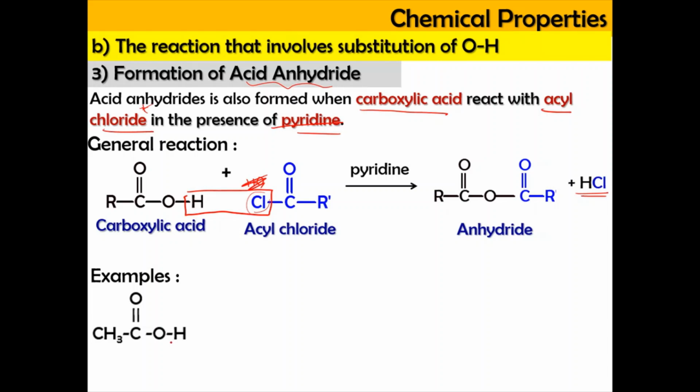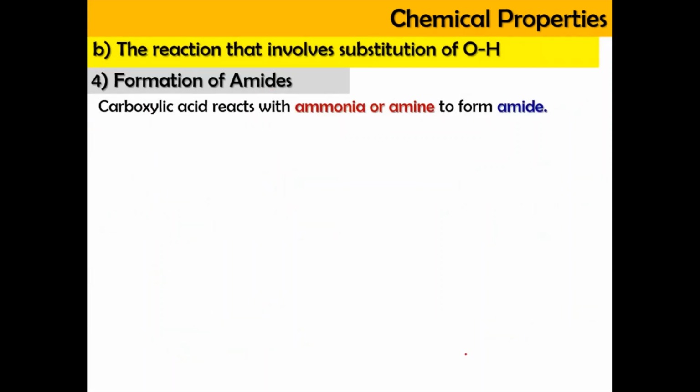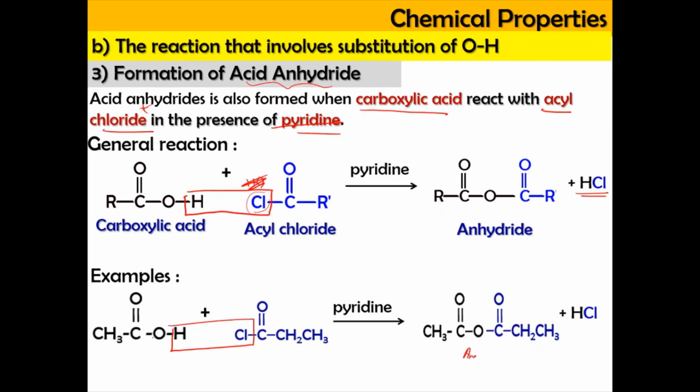So let's say you have a carboxylic acid here, which is ethanoic acid, reacting with chloroethanoic acid. What you're going to do is remove your HCl here, and you're going to link the oxygen and the carbon bond here. In the presence of pyridine, what you're going to get is an anhydride. Okay, anhydride here. And HCl is going to be removed as the byproduct.